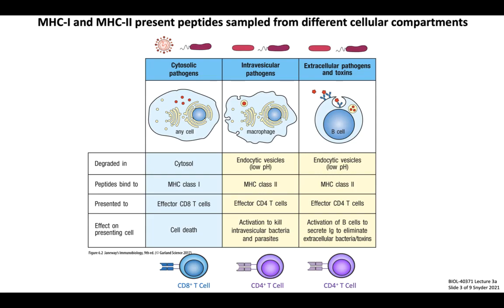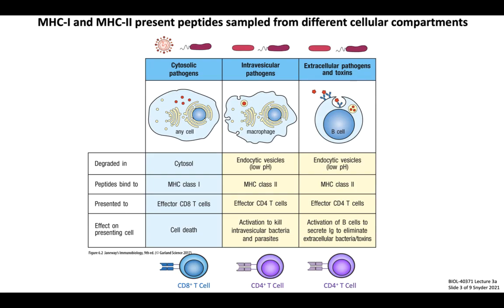Notably, the extracellular space can also be sampled by B cells following the internalization of BCR antigen complexes, as shown here on the right. But in either one of these cases, MHC2 enables antigen presentation to helper CD4-positive T cells, which have different effector functions compared to cytotoxic CD8-positive T cells.